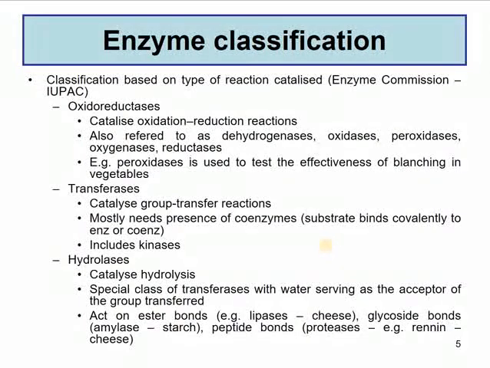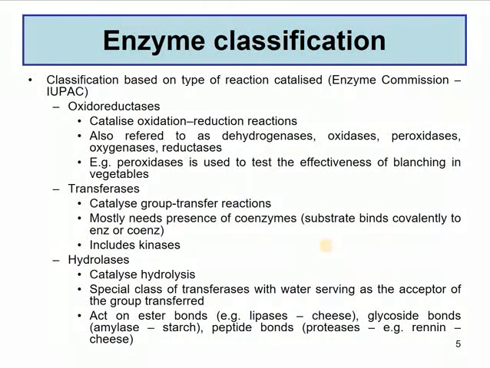And then secondly, the EC2, we have what we call the transferases. The transferases catalyze the group transfer reactions, whereby one group is being transferred to another molecule. And this mostly needs the presence of coenzymes. We'll talk about coenzymes later. And then an example includes the kinases.